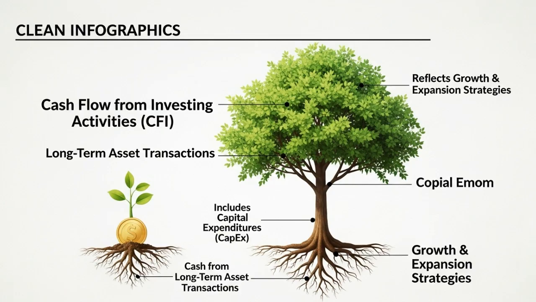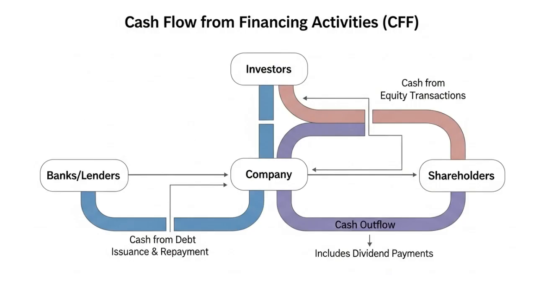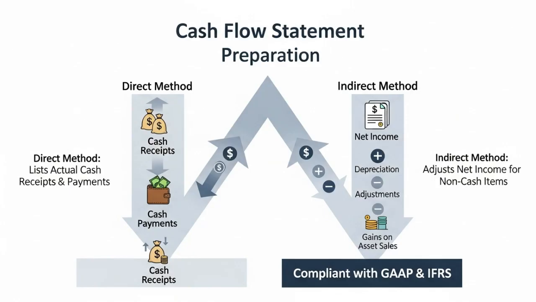Additionally, it tracks equity transactions, including the issuance of new shares, share buybacks, and most importantly, the payment of dividends to shareholders. The CFF section offers a clear window into a company's capital structure decisions, indicating whether it's expanding its debt, diluting ownership, or returning value to investors. A careful examination of CFF is vital for understanding a company's financial policy, its approach to managing its capital base, and its commitment to shareholder returns.